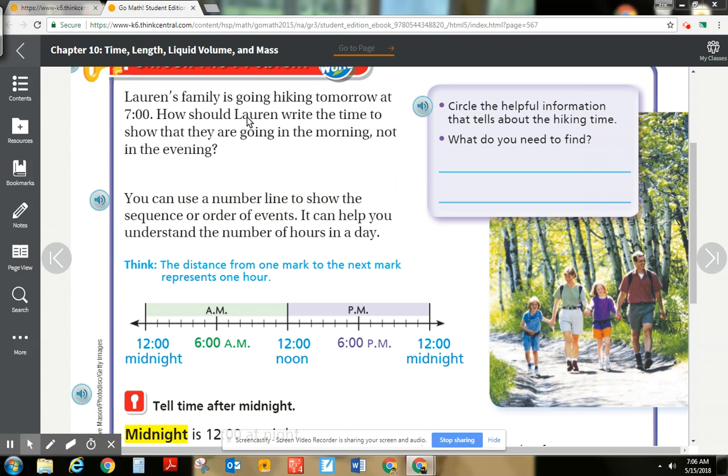So we'll take a quick look at this example and this number line. Lauren's family is going hiking tomorrow at 7 o'clock. How should Lauren write the time to show that they are going in the morning and not in the evening? So here's the concept of AM and PM with morning and evening. We can use this number line to show the sequence or order of events. It can help you understand the number of hours in a day, which we know is 24 hours in a day.